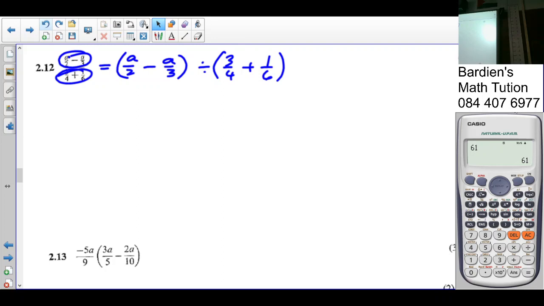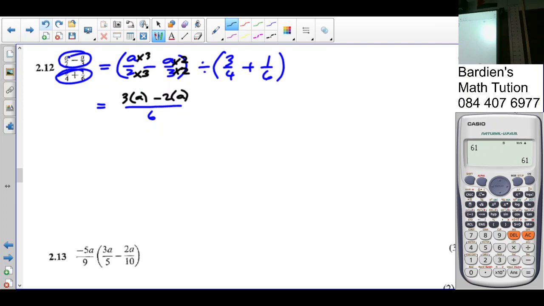So what is your LCM in the first bracket? 6. So I must multiply this by 3. Let's multiply by 2. So it's going to be 3 times a minus 2 times a divided by what? What's the LCM here? 12. How do we get 12?